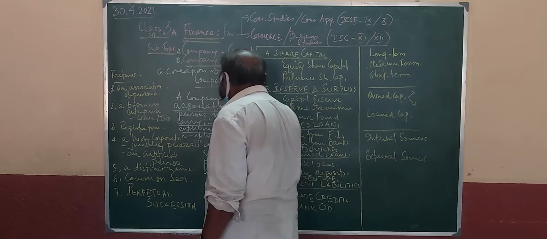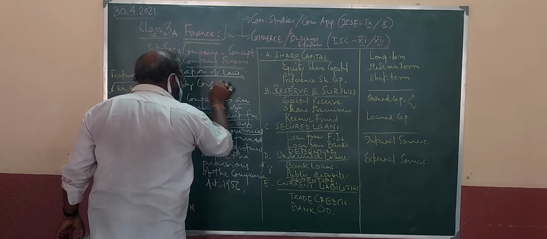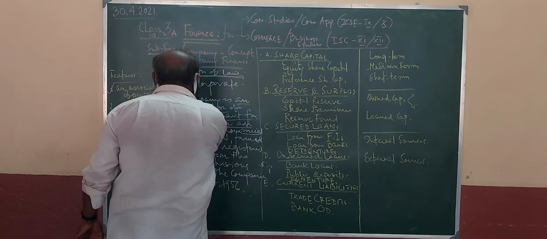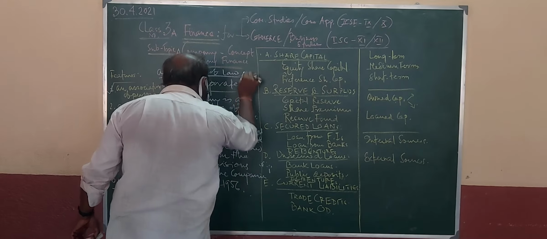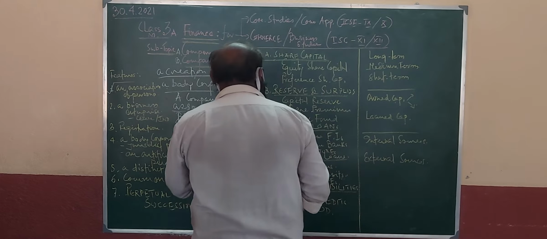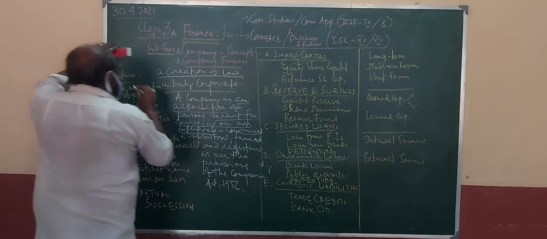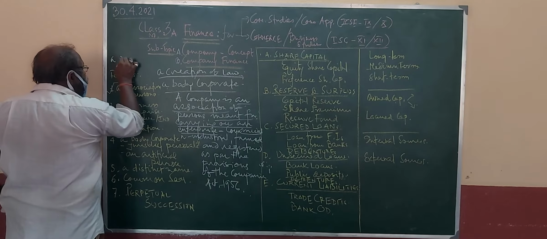A company is a body corporate. Corporate comes from corpus, so it is a legal body. So a company is a creation of law, a body corporate. Clear? And since it is registered as per the provisions of the Companies Act or whichever act it may be, it is regarded as a person. A company is a person.